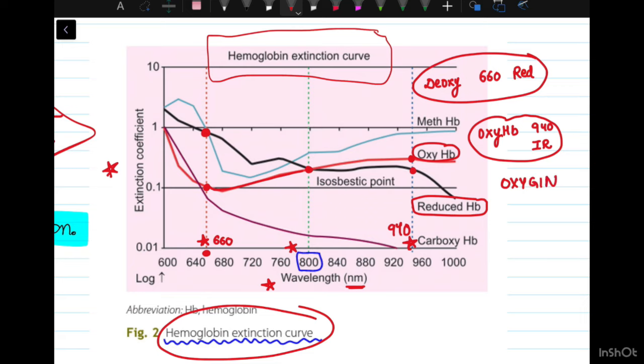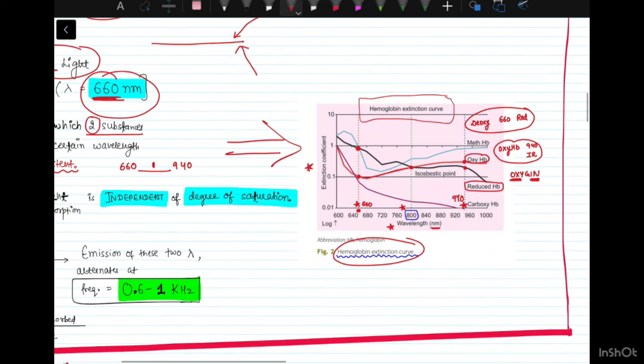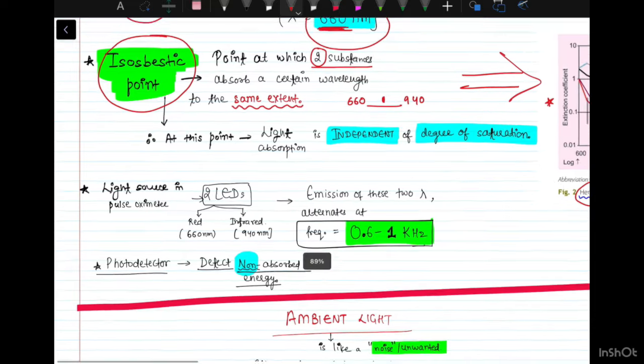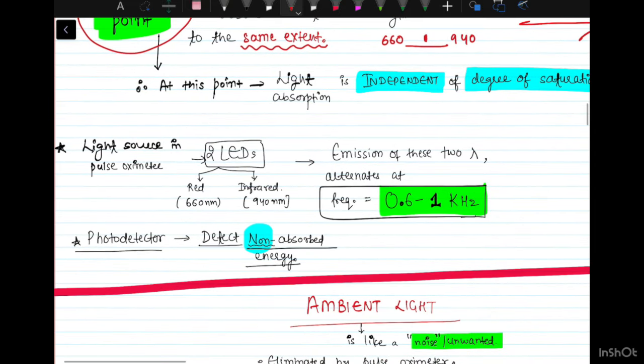And if you don't remember anything, just remember this mnemonic: oxyhemoglobin absorbs infrared light. This was about the isosbestic point.